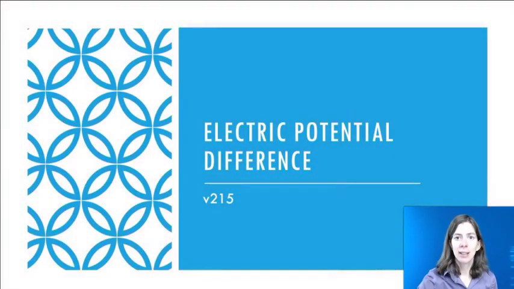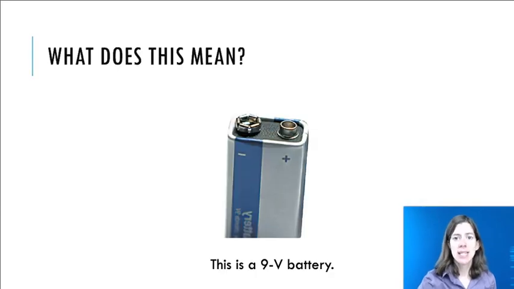This is video 215. It is called Electric Potential Difference. So let's start off with a question. What does this mean? This is a 9-volt battery. You've heard of this, right? So what does this 9 volt actually represent? So please put your thoughts in the comments below.